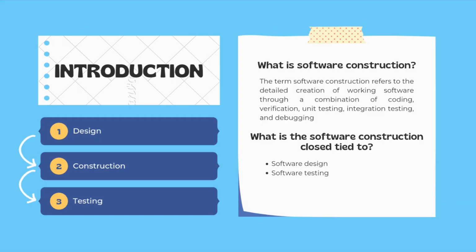For the introduction, what is software construction? The term software construction refers to the detailed creation of working software through a combination of coding, verification, unit testing, integration testing, and debugging. Software construction is also closely tied to software design and software testing. Before construction, a design is extremely important, so that we can figure out whether the system can satisfy the client's need, and the flow of the system. After the construction, testing is also very important, so that we can see whether the system is actually excelling or failing.